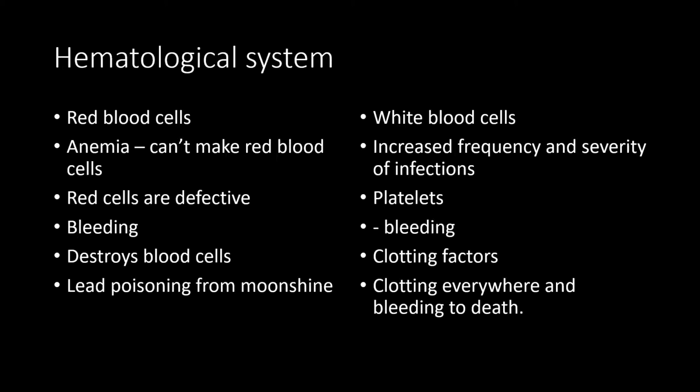Alcohol consumption can also affect the hematological system, or the blood. It damages red blood cells, can result in anemia because the body can't make red blood cells quickly enough, or the red cells that it does make are defective. Alcohol use can result in bleeding, can destroy the blood cells. Sometimes there is lead in moonshine or some other commercial products.